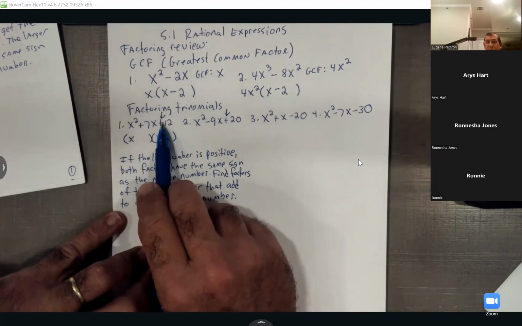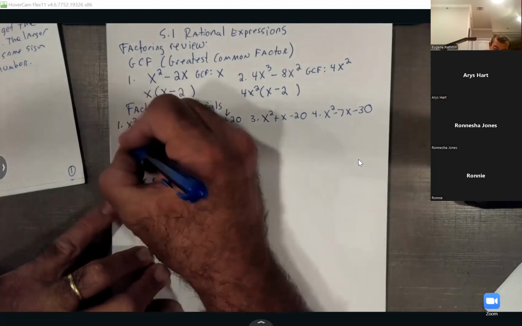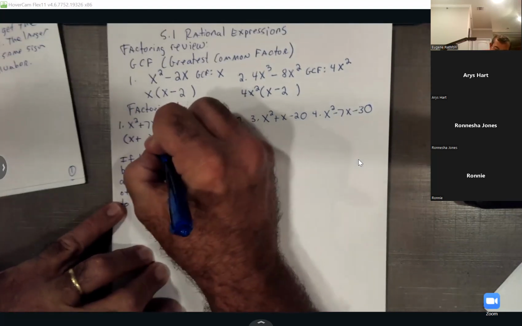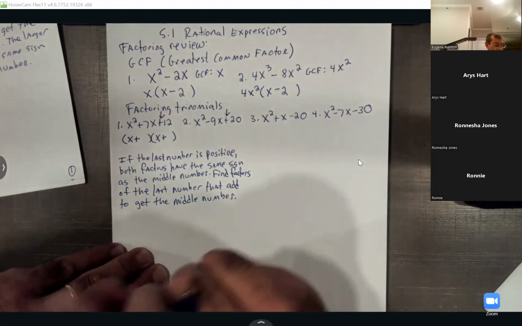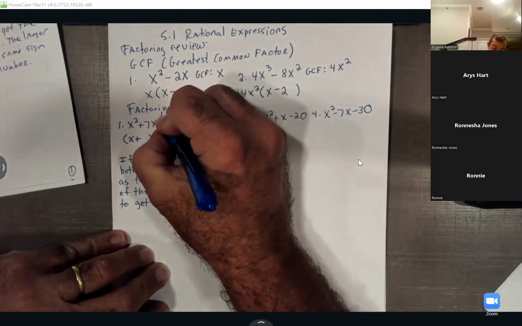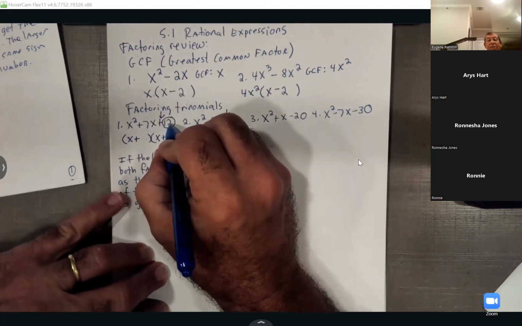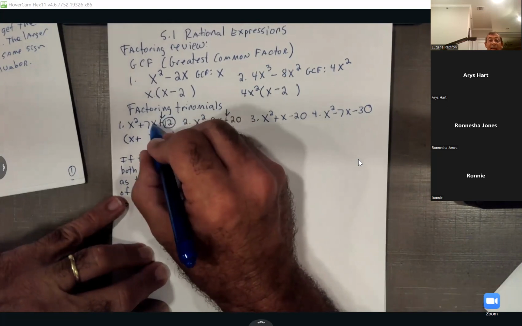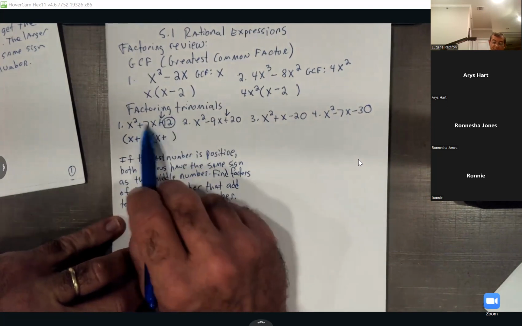Remember, the last number is positive, so I've got like signs, and they'll both be like the middle. So since the middle's positive, both my signs will be positive. Now, the trick to finishing this problem is to find factors of the last number, which is 12, that add to get 7. That's the last number, and they add to get the middle.